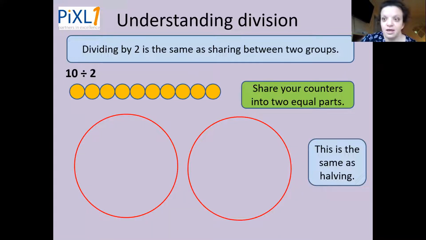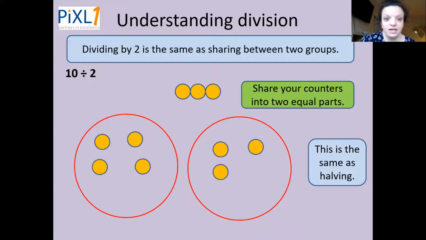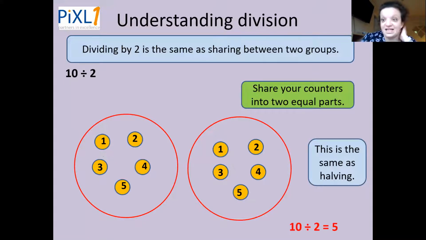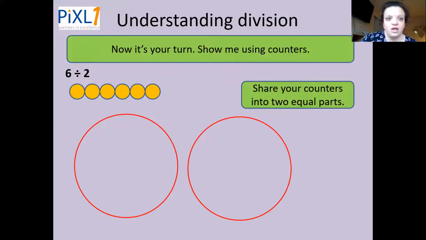Pause. Okay, well done. So if we share them out like this, you can see them happening on the screen. We get 5 in each. So we know that is the answer. So 10 divided by 2 is 5. Now it's your turn. So show me 6 divided by 2. Pause and have a go.